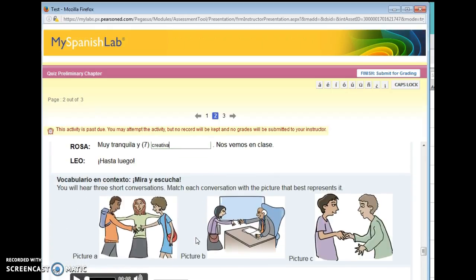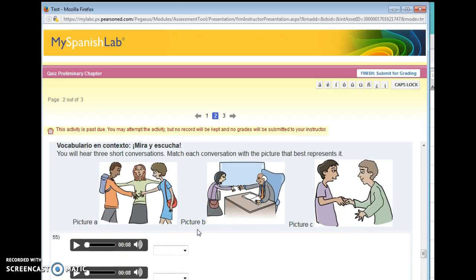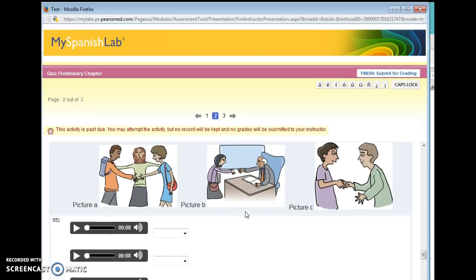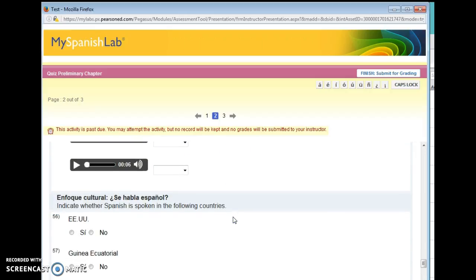Okay. And this was pretty easy as well. You had 3 pictures and 3 conversations. And this is actually in the book. Almost the exact same images were in the book as well. And you really only had 3 options. So there weren't too many problems there.